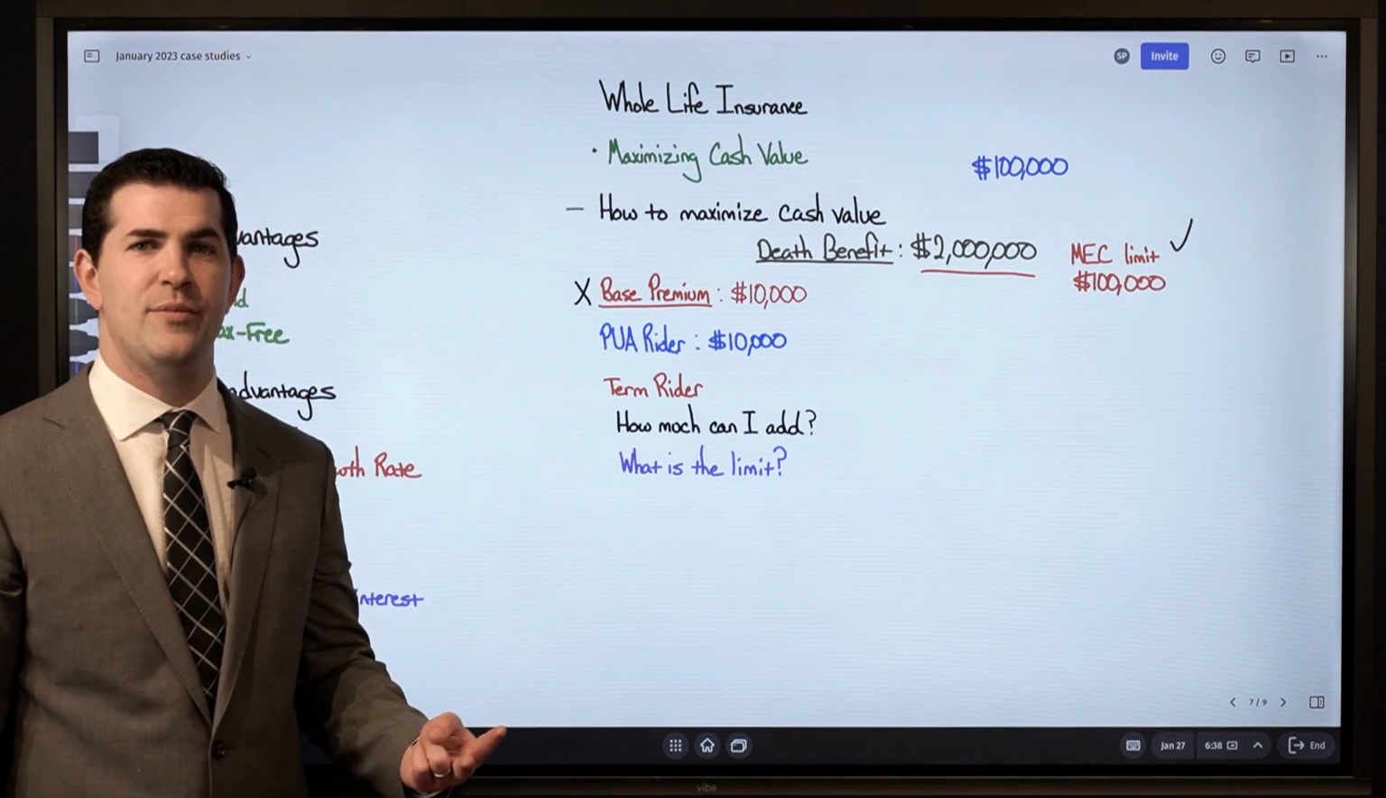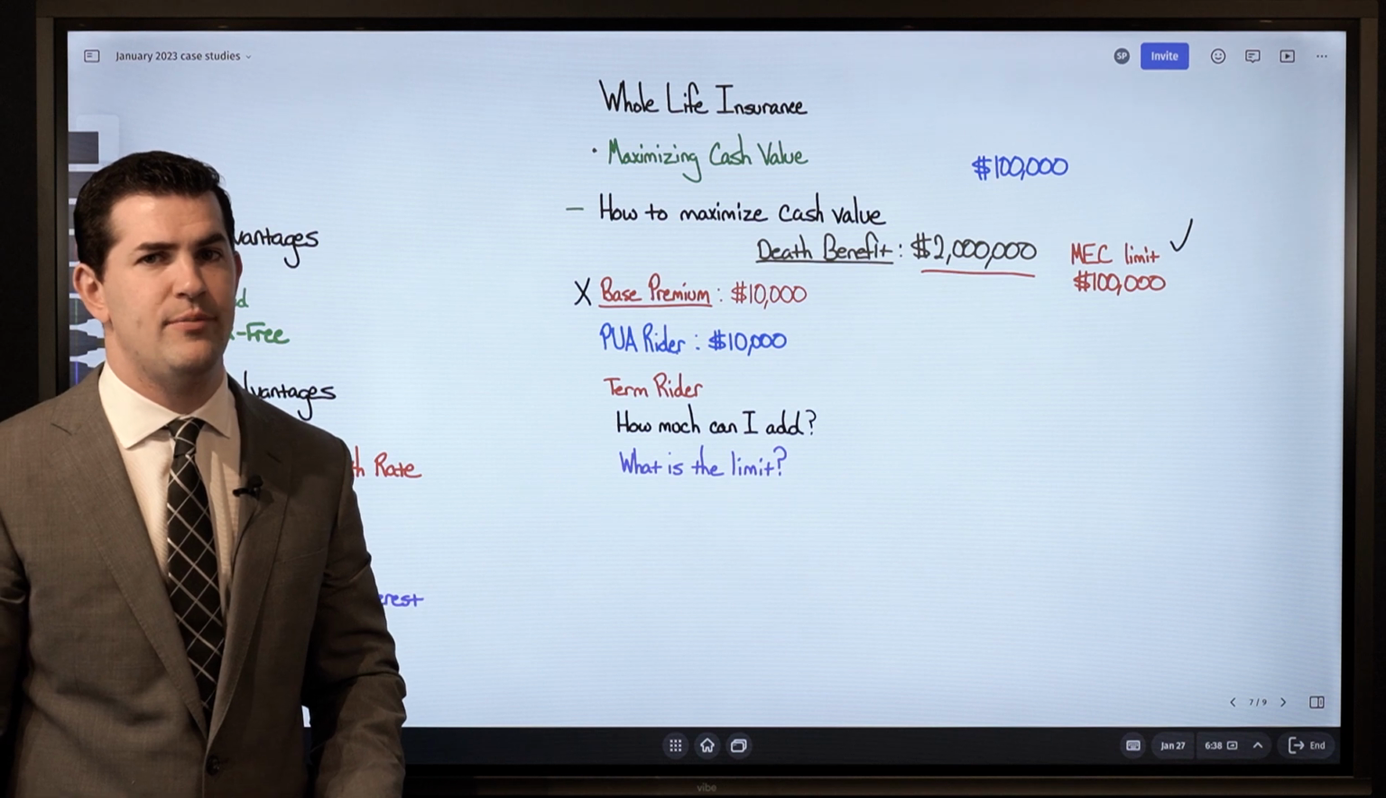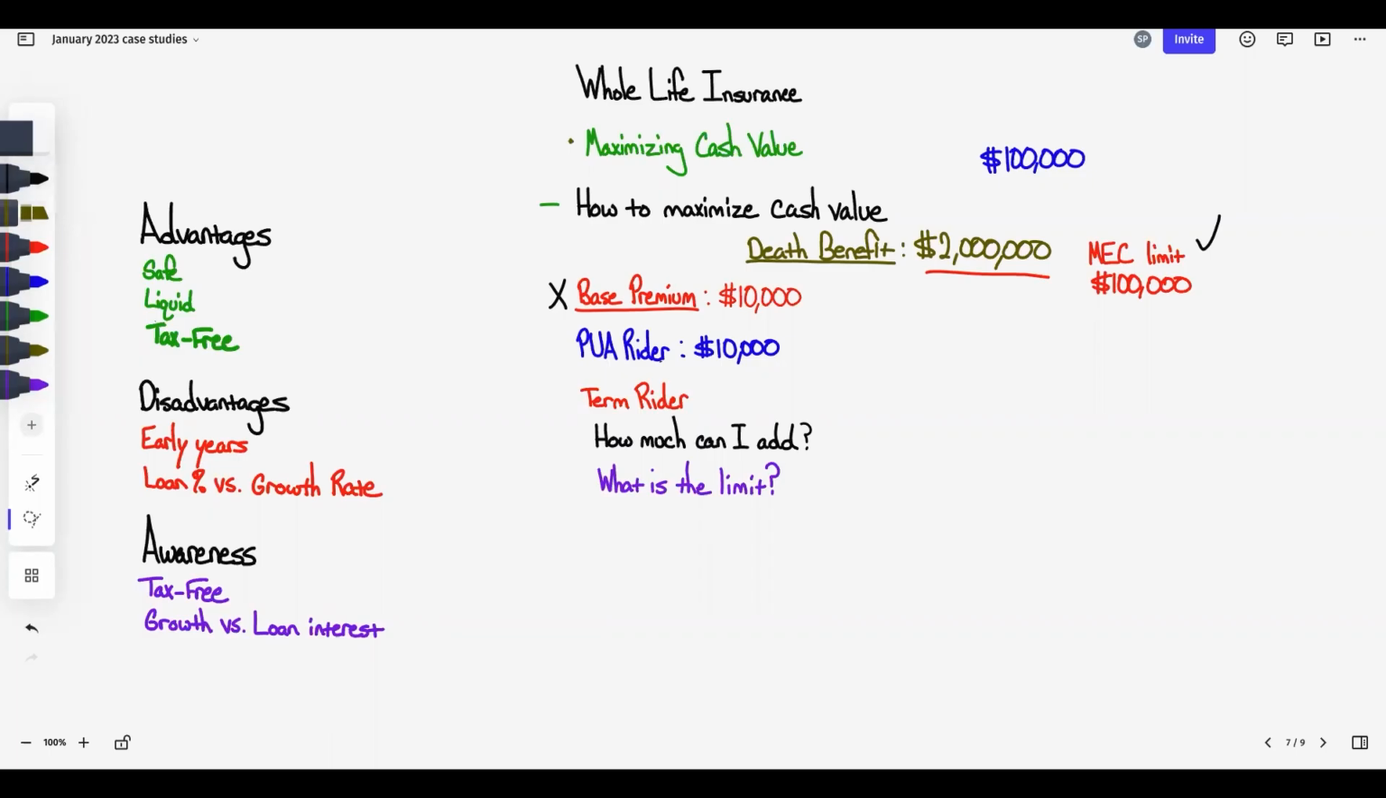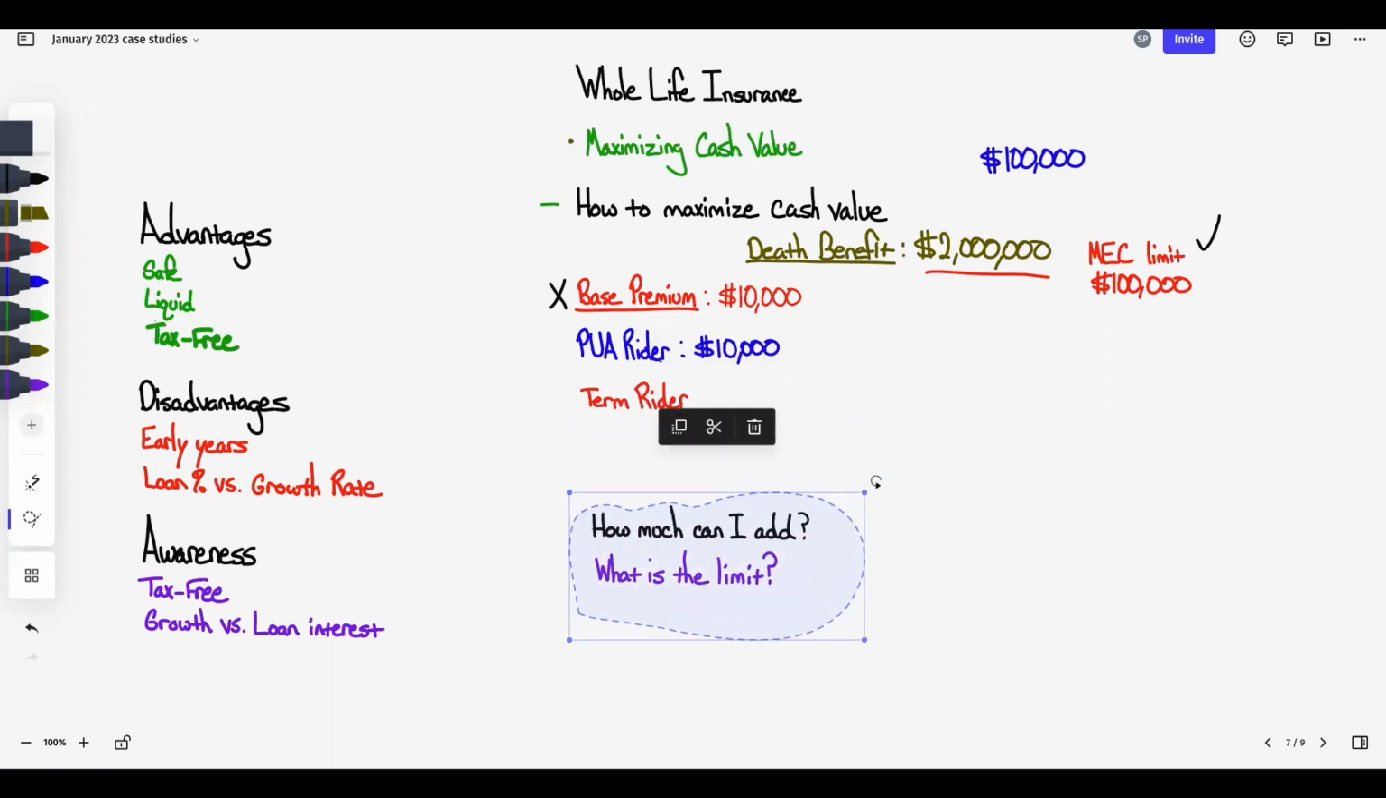But then second, there's insurance company limits as well. Because often a question we receive is, well, how much, Steve, how much can I add to the PUA rider? Or another way to put it, what's the limit? The limit depends on the insurance company that you're working with.